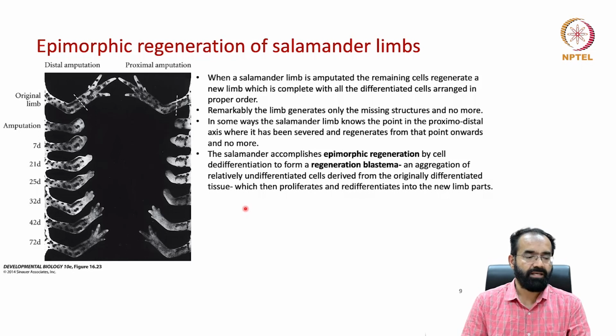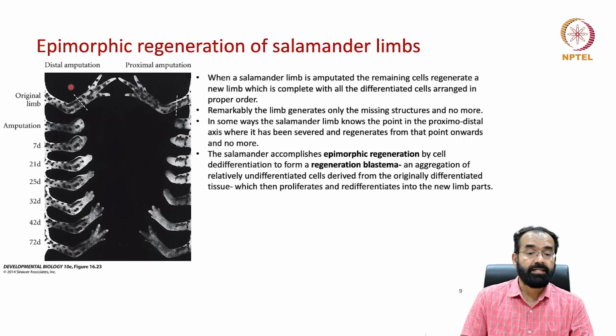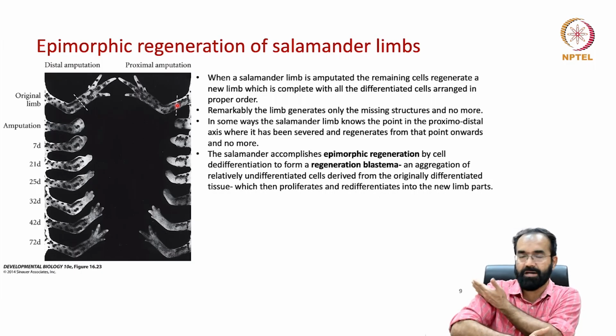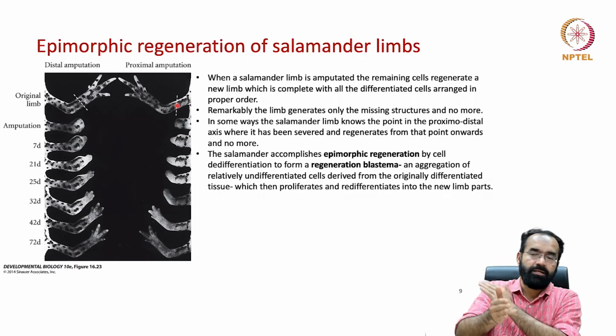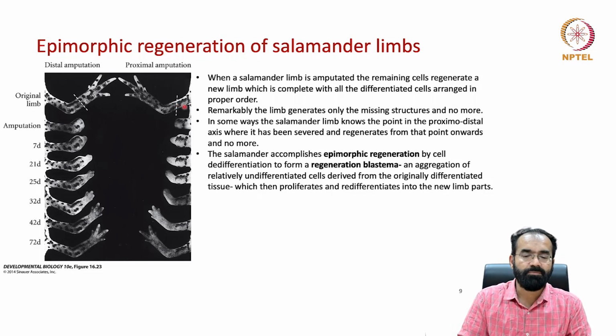If you look into the epimorphic regeneration in salamander limbs, normally it takes around 2.5 months for complete regeneration. On an average, you can say 60-65 days, and this is up to 72 days. The picture shows 2 things: one is distal amputation, another is proximal amputation. Proximal amputation means you are amputating close to the body. Say for example, you are cutting here. That is proximal. Cutting here is distal. So proximal is closer to the body, distal means away from the body.